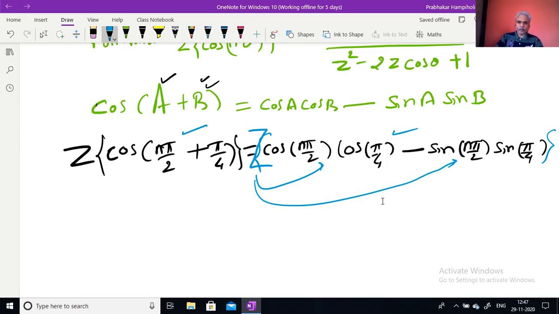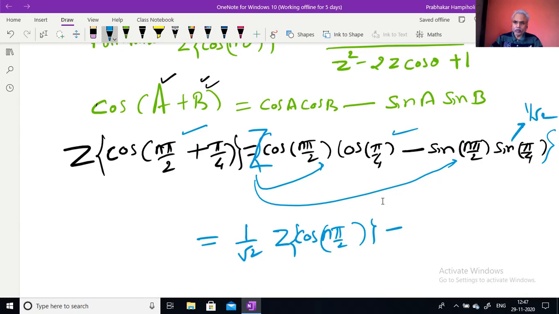So can you write that this is a constant, cos of pi by 4, which is 1 by root 2. So 1 by root 2 Z transformation of cos n theta, theta is pi by 2, minus sin n pi by 4 also, this is 1 by root 2, write it 1 by root 2, and afterwards Z transformation of sine of n pi by 2.